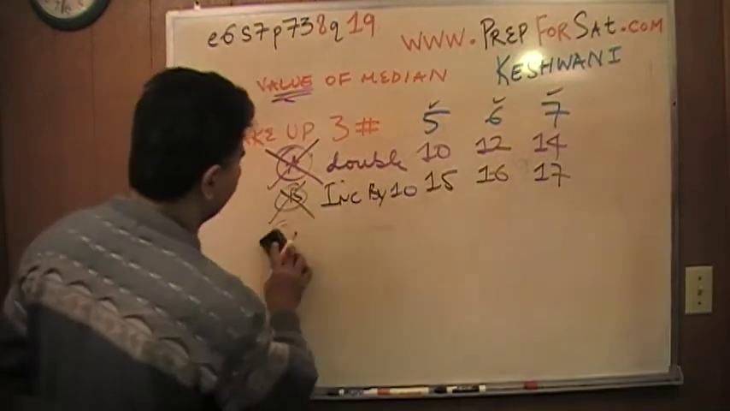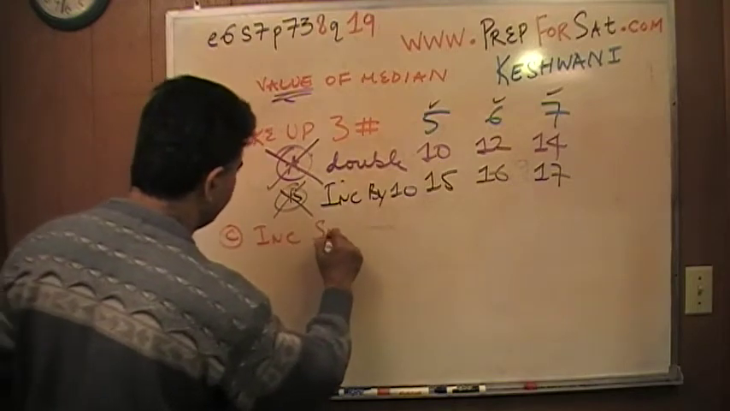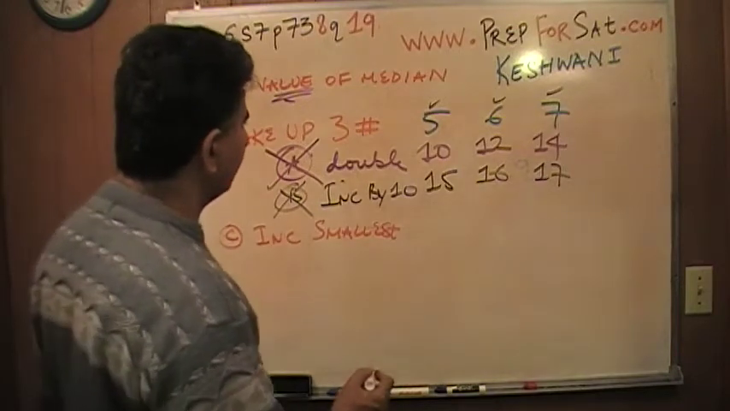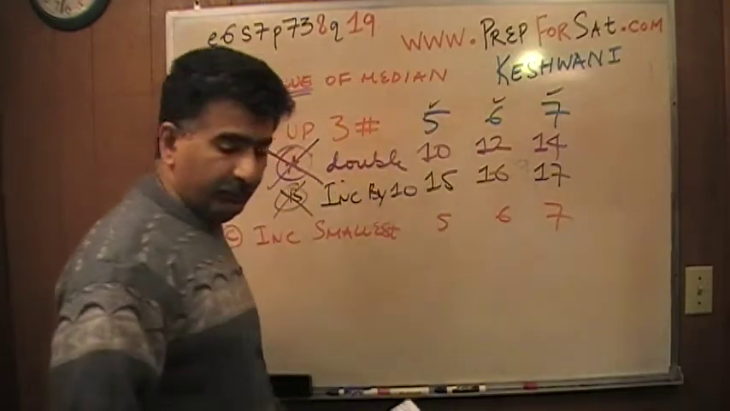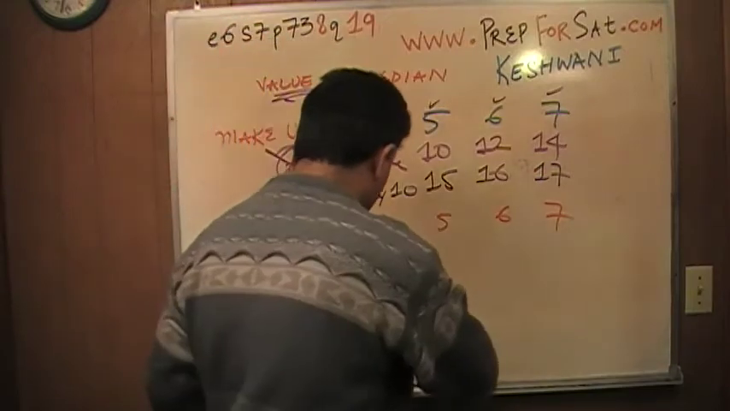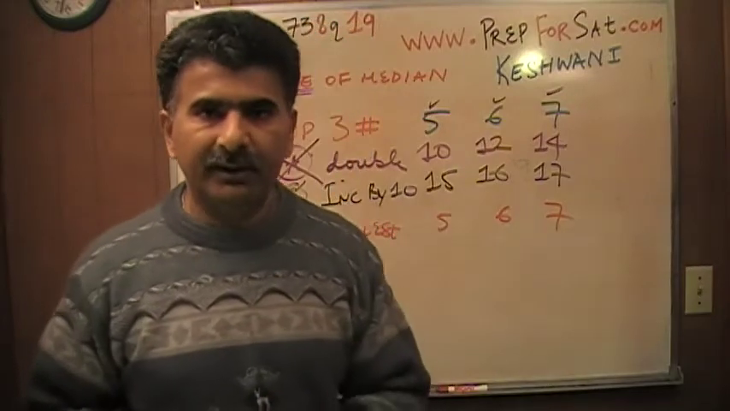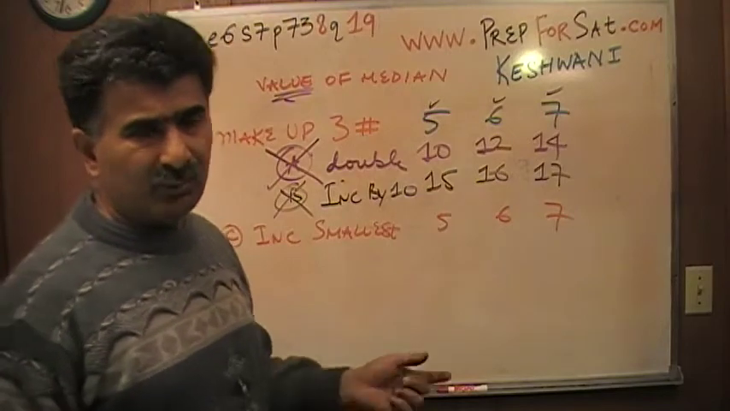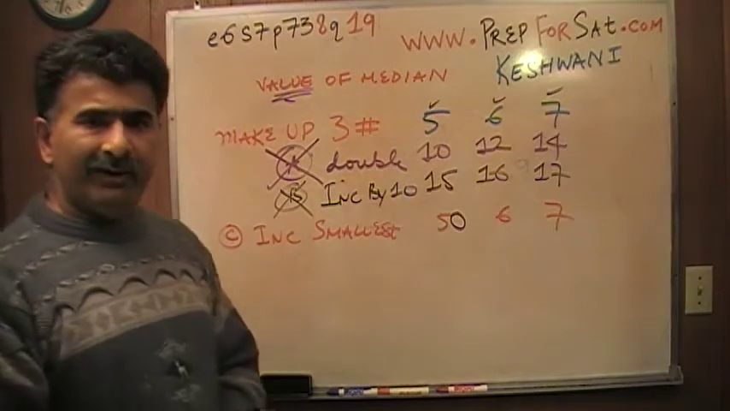I don't have enough room to write this here, you see. Increase smallest. So if I take the smallest number, which was 5, this was 6 and 7, and I'm supposed to increase the smallest. The easiest and quickest way to manipulate numbers, whenever they tell you to increase something or decrease something, I'll show you in a second how I decrease something. But if they ask me to increase something, the quickest way is to stick a 0. Just stick a 0.